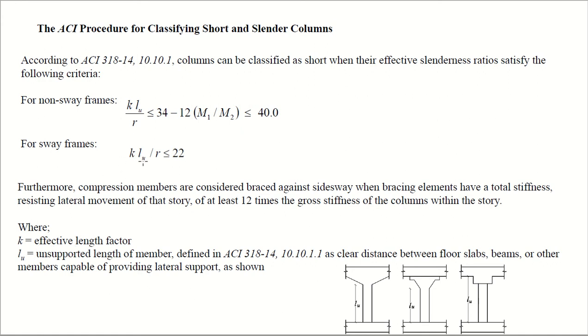This K, as you have learned on the previous slides. Lu is the unsupported length of members, defined in ACI section 10.10.11 as the clear distance between floor slabs, beams, or other members capable of providing lateral support, as shown. So in this case, this is your unbraced length. In this case, this is your unbraced length. However, in this case, your length from here to here is unbraced. Got it? So these were the different examples of how you will take Lu, the unsupported length.